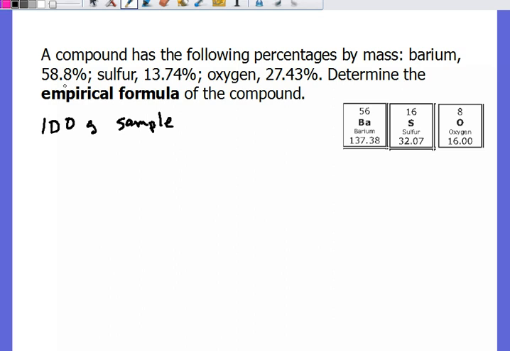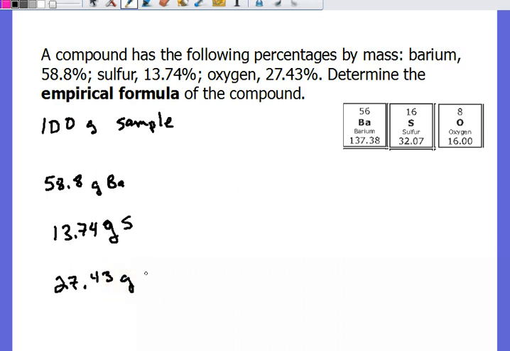So your 58.8% barium would be 58.8 grams of barium. And then your sulfur is 13.74%, so you would say 13.74 grams of sulfur, and then 27.43 grams of oxygen.